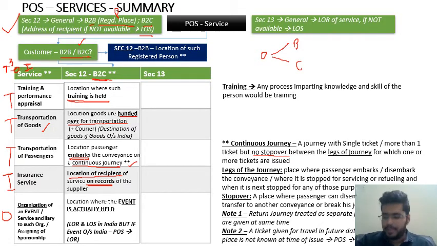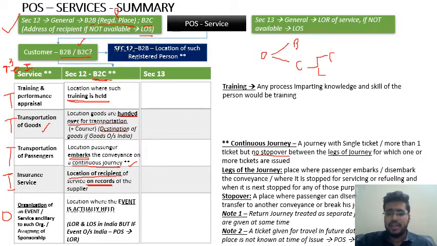What if it's B2C, guys? If it is B2C, you have to again split it into two. Just like how we saw in transportation of goods, we were seeing the destination. Where is the destination of goods? Is it for the Bombay cousin? Is it for the Sri Lanka cousin? Bombay cousin, the place where I hand over. Sri Lanka cousin, destination of goods. Similarly, in the case of organization of an event, you need to see where the event is held.